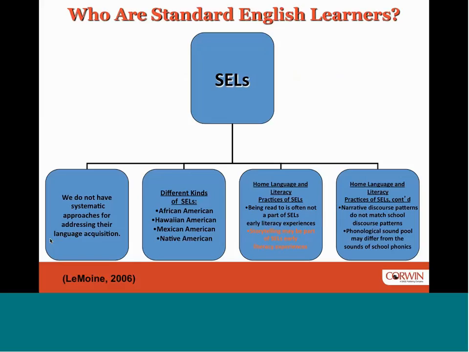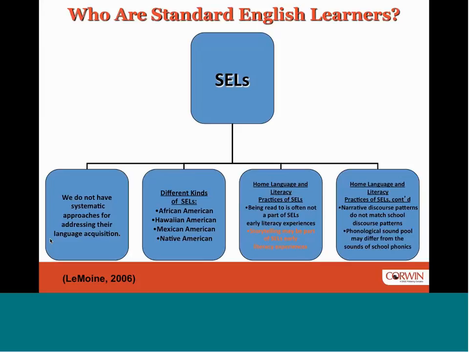There are different kinds of standard English learners. Some African American students speak African American vernacular English. Some Mexican American students speak Chicano English. Some Hawaiian American students speak Hawaiian Pidgin, and some Native American students speak Native American English. We do not have a systematic way currently to approach the language acquisition needs of our standard English learners.